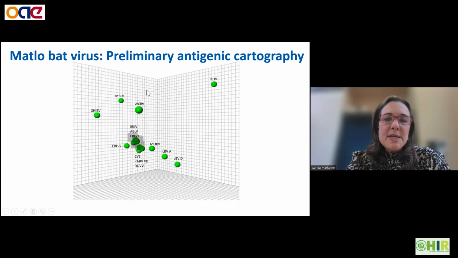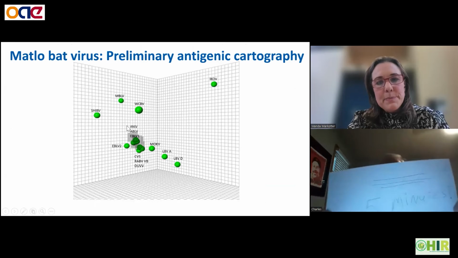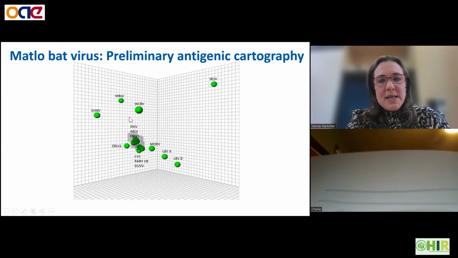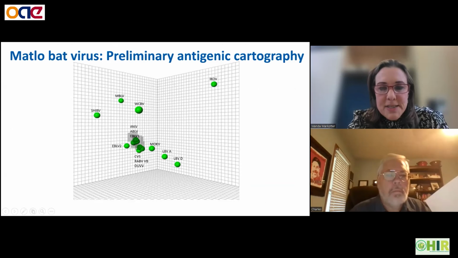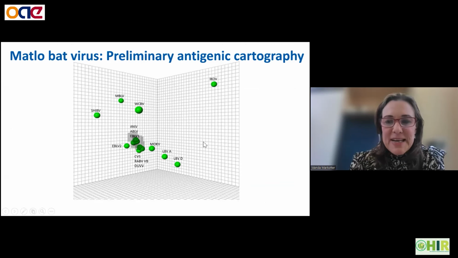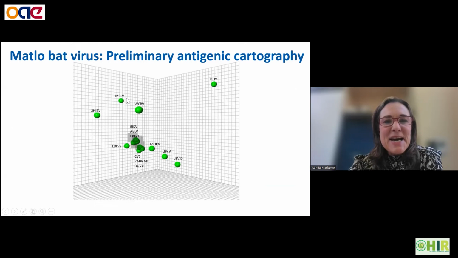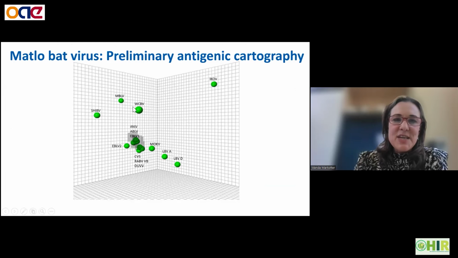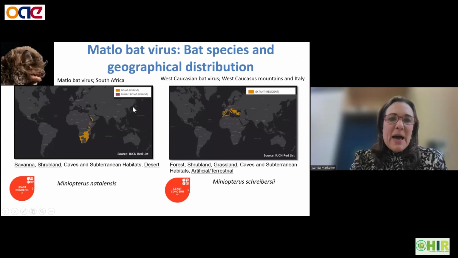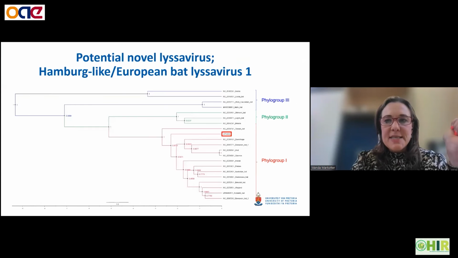If we do some predictions on antigenicity, we see it forms a completely different antigenic group. And if you look at this picture, it's actually, now I can't see, 5 minutes, so I must go very quickly. It's a complete antigenic group on its own. So the bat species are actually very different. You've got the one in South Africa, the other one in Eurasia, so they don't overlap. So that's why we also say it's a new virus.